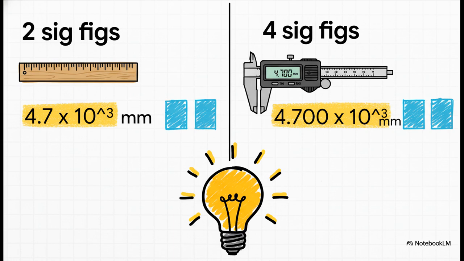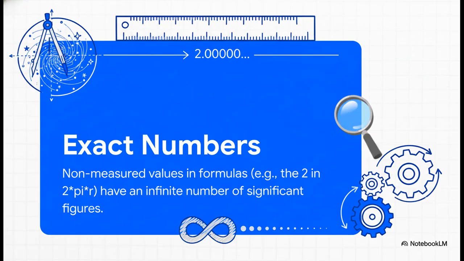But to show that original, super precise measurement with 4 sig figs from 4.700 meters, you write 4.700 times 10 to the 3. Boom. The precision is crystal clear. No more ambiguity.